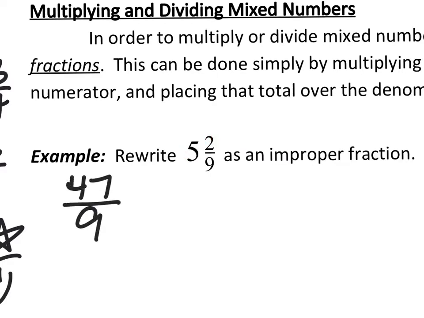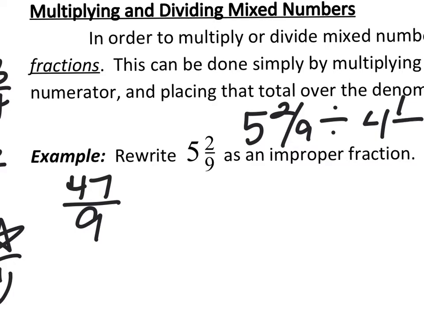And I didn't seem to put a division problem in here, so let's do that. So let's do 5 2/9 divided by, let's make one up. Let's see, let's divide it by 4 1/3. Okay? So we have to change that into an improper fraction also. So 3 times 4 is 12, plus 1 is 13. So it's going to give us 13 over 3.